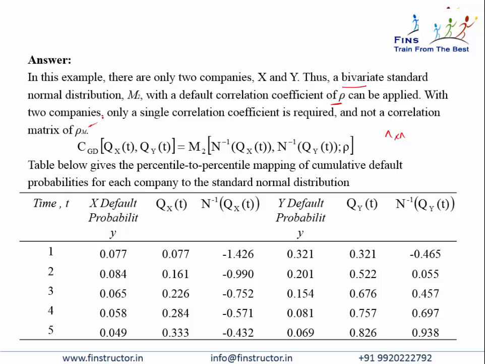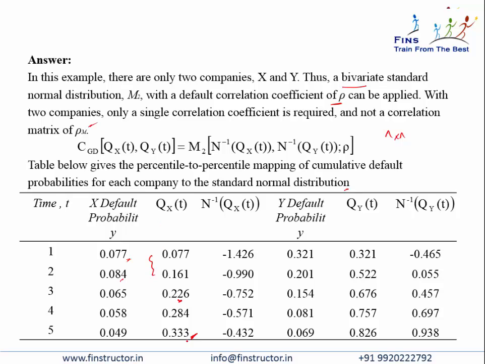So the first thing is that we will do the percentile to percentile mapping of the cumulative default probabilities for each company to a standard normal distribution. The probability of default in year 1 is 0.077, year 2 is so much. The cumulative default probability we can calculate: 16% that either in year 1 or 2, or rather by year 2 he would have defaulted. 22% chance that by year 3 the company would have defaulted. Again, add the marginal probability. 33% chance that by the end of 5 years, it's a speculative grade bond, that the bond would have defaulted.